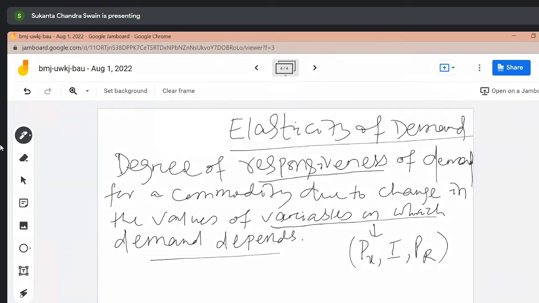Out of the n number of variables on which demand depends, we are just taking three important variables that we have already mentioned: price of the same commodity, income of the consumers, and prices of the different commodities. As we are taking three important variables, elastic demand is going to reflect the relationship between demand and change in demand with respect to each of the variables. So we will be having three types of elasticity of demand.